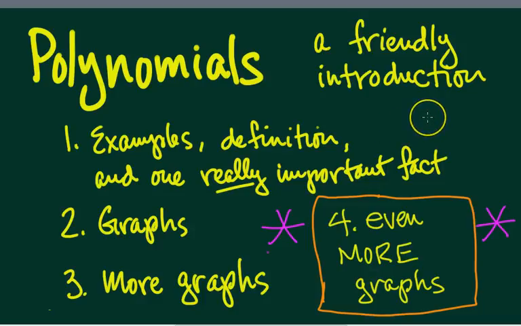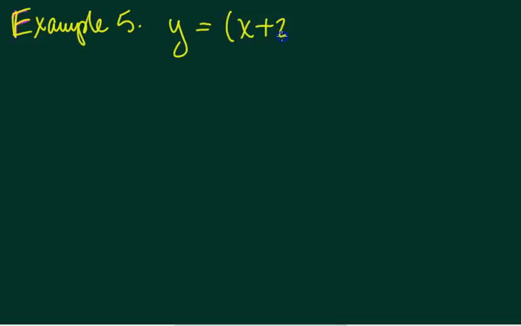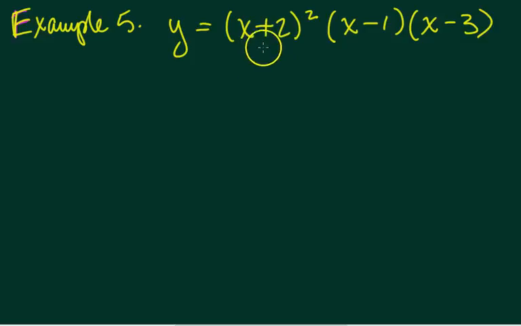Okay, so back to the script. Example 5. Okay, we have y is equal to (x plus 2) squared times (x minus 1) times (x minus 3). And so we have degree 1, 2, 3, 4. We have 4 linear factors.